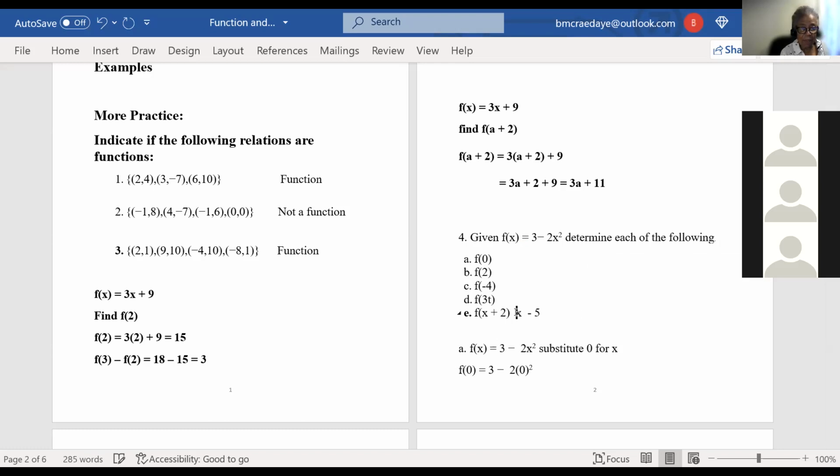First find f of 0. Yeah, find f of 0 first. So that means wherever you see an x, you want to put a 0. So what would be the answer for A?